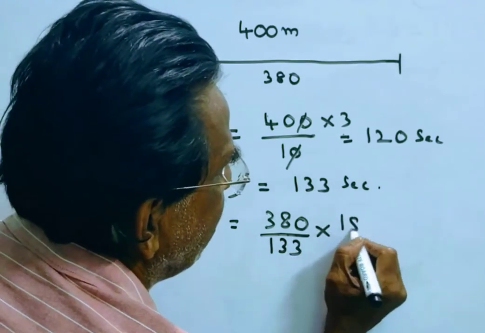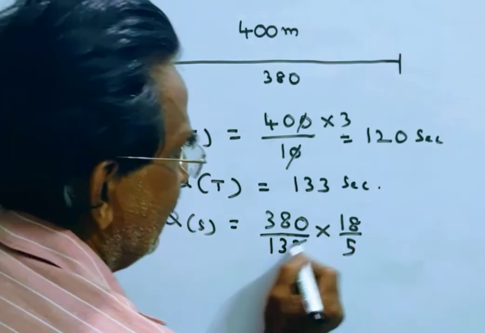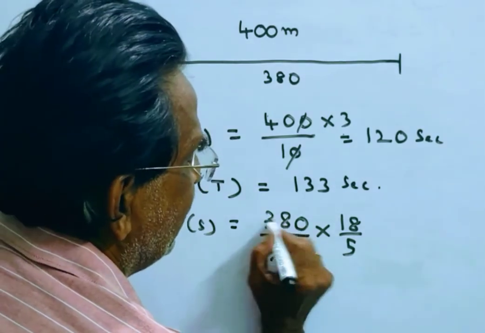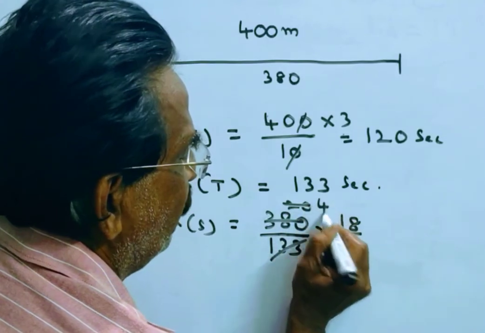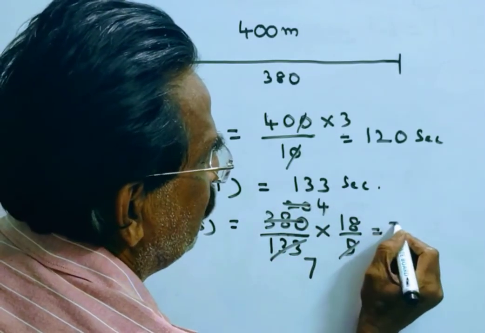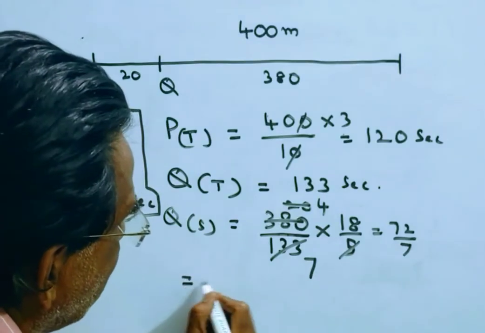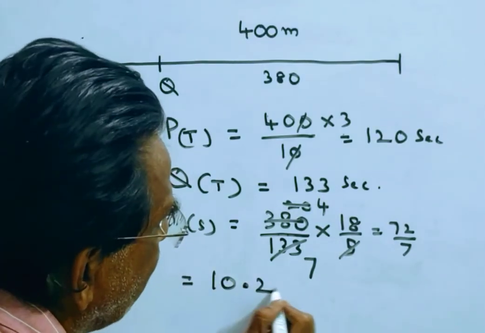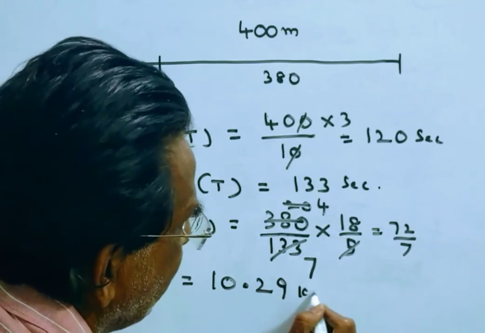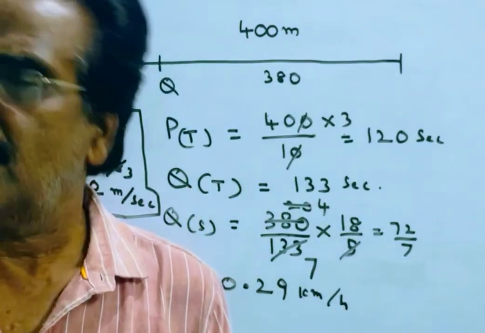By multiplying by 18 by 5, we get kmph. 19 sevens, 19 twenties. Friends, 5 fours. Friends, 72 by 7. This is approximately equal to 10.3 or 10.29 kmph, friends. 10.29 or 10.3 kmph. Thank you.